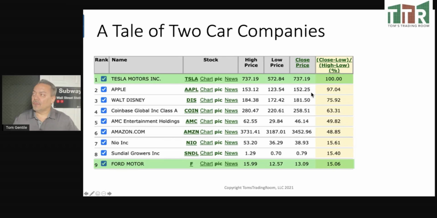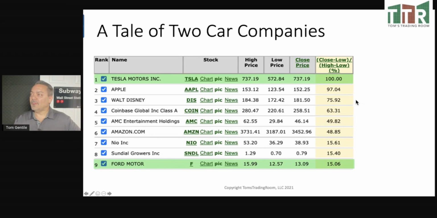As you go across the screen, you will see not only the price, high price, low price, close price, but then you can see something called close minus low divided by high minus low. That basically means where is it in the last 3 months and where is it relative to its high. So we see Tesla on its high. We see Apple right nipping at the tails with its high at 153.12 and its low at 123.54, and it's at 152.25 most recently, 97% off the bottom. Less than 3% from its high in the last 3 months.